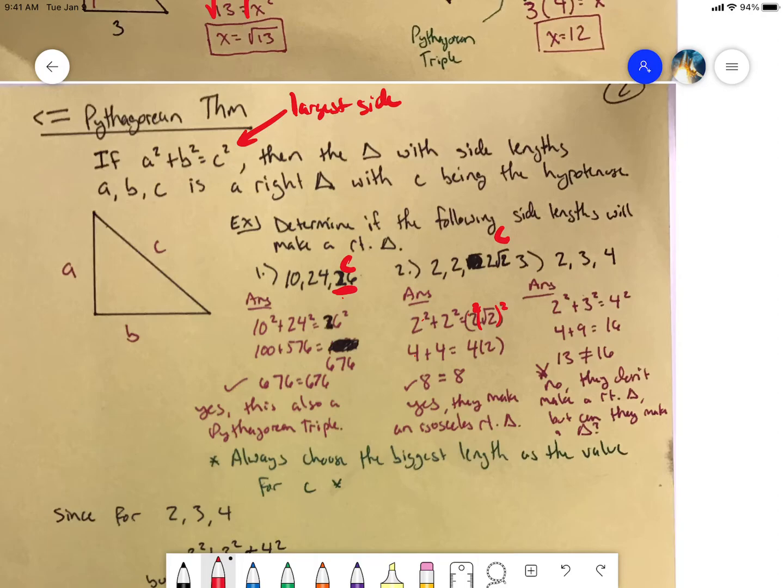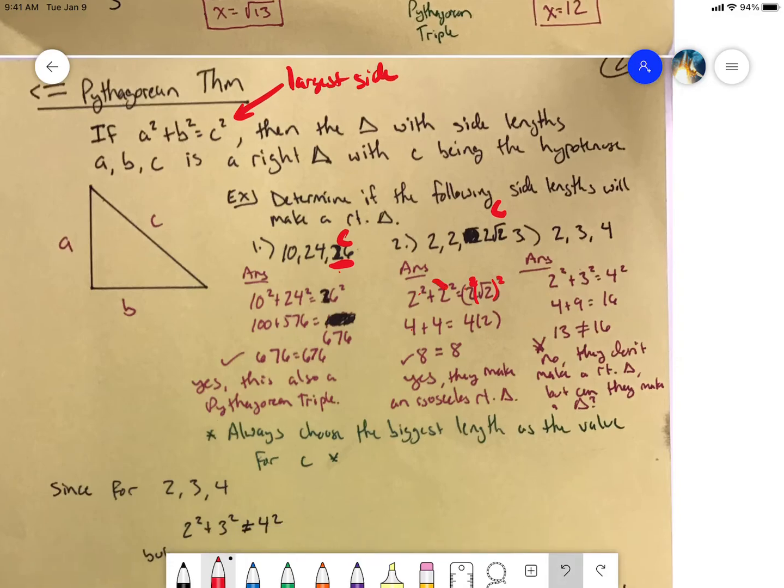And so they make a right triangle. But even more so, since these two sides are the exact same, we know that this is actually an isosceles right triangle.